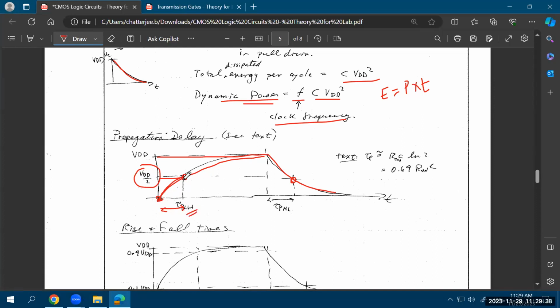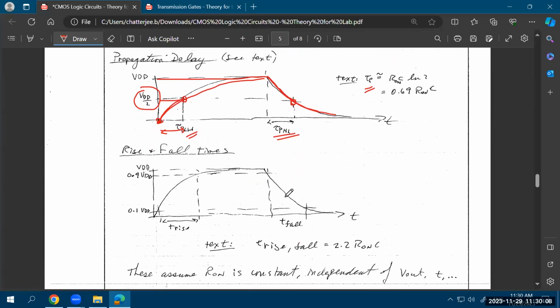So when the output goes from low to high, the delay that you have is represented as tau p low to high. And this is represented as tau p high to low. So that is the time for propagation when it is going from high to low. And again, from 100% to 50%, that's defined as the 50% propagation delays for low to high and high to low. There is also this concept of rise and fall times.